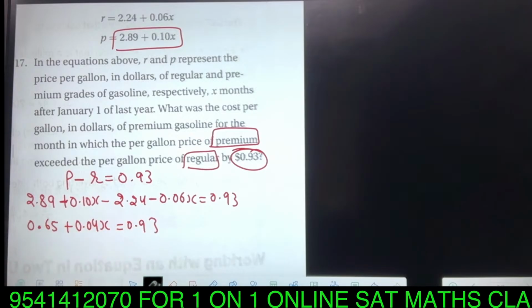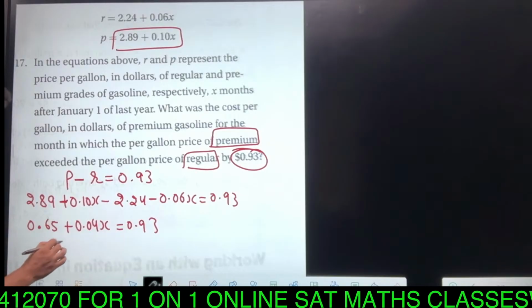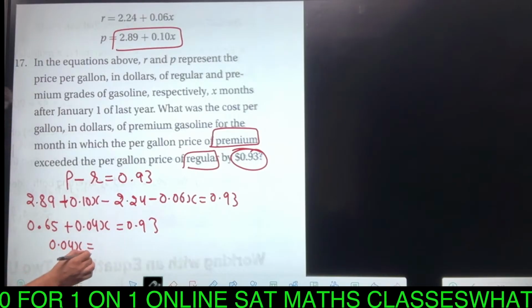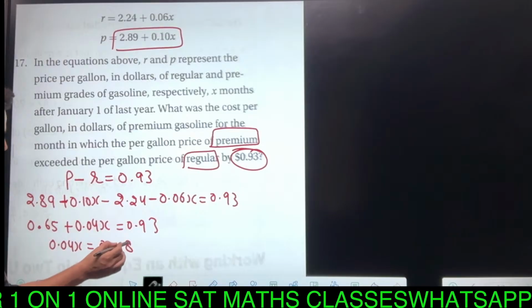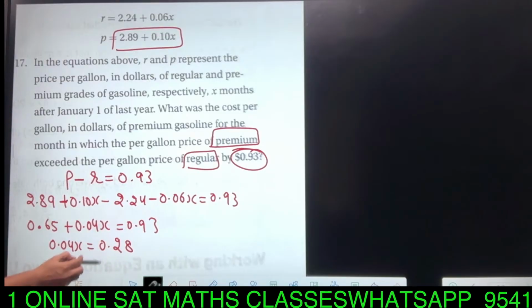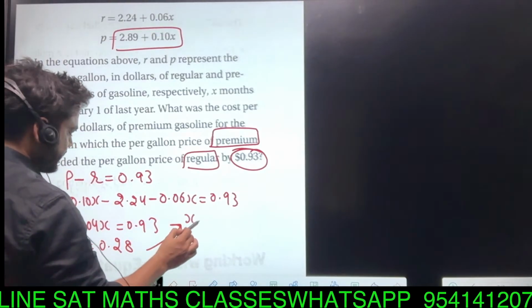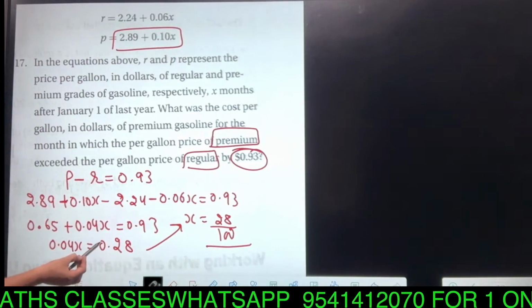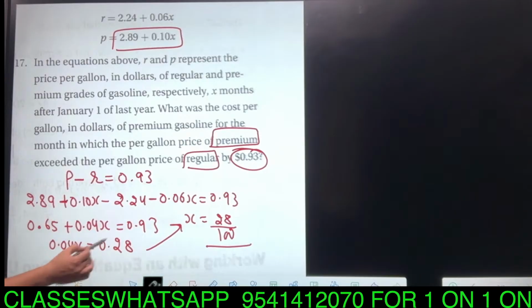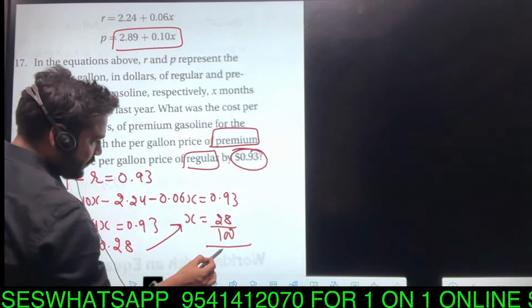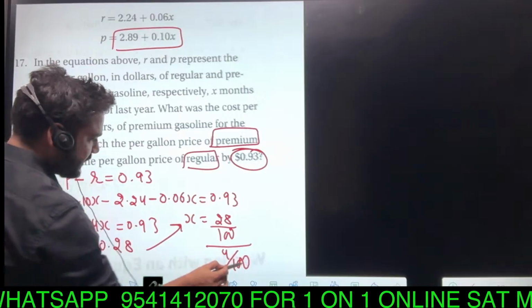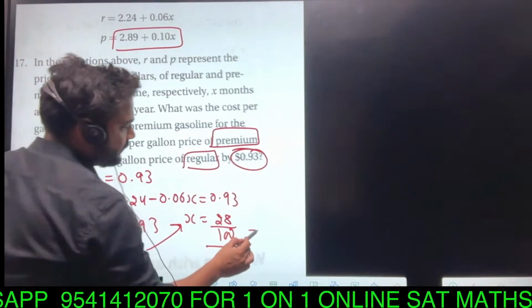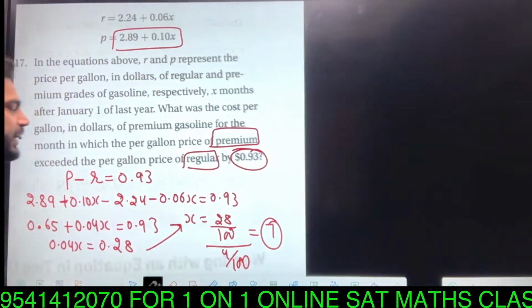So from here we have to find the value of x. So 0.04x is equal to 0.28, and from here you can solve the value of x. It will be 0.28, we can write this as 28 by 100, and this is 0.04, you can say 4 by 100. So the value of x is 7. The value of x is 7.